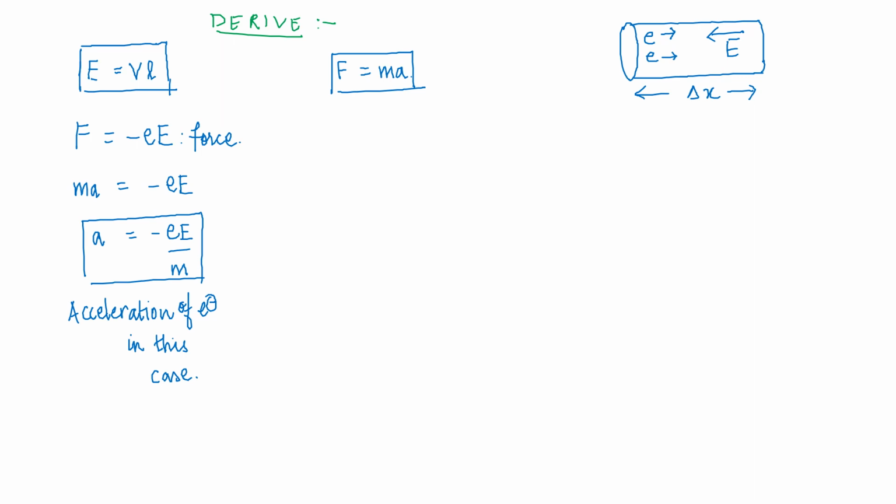Okay. Now we will see that there are free electrons and we have considered that n number of electrons are present. So I will denote here u as the initial velocity and v as the final velocity.